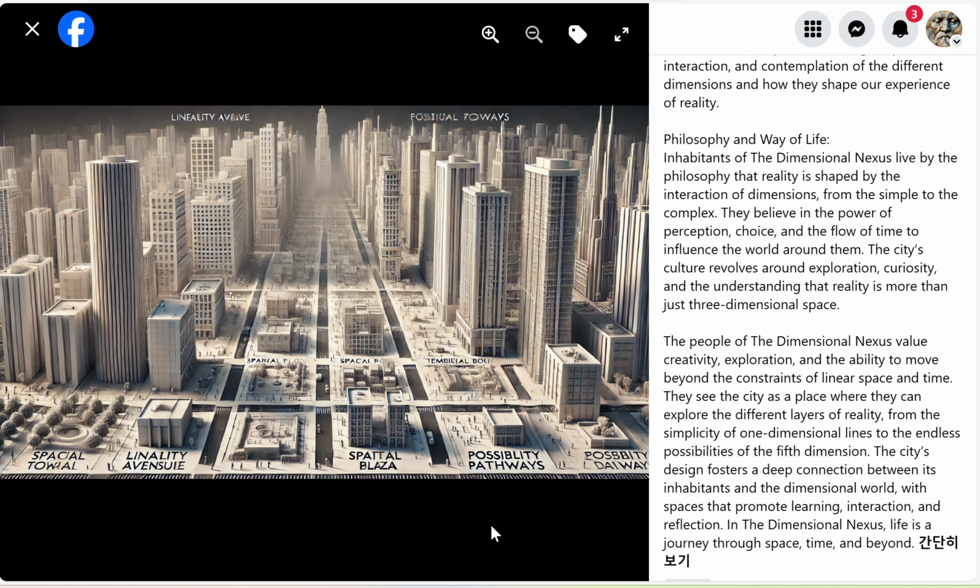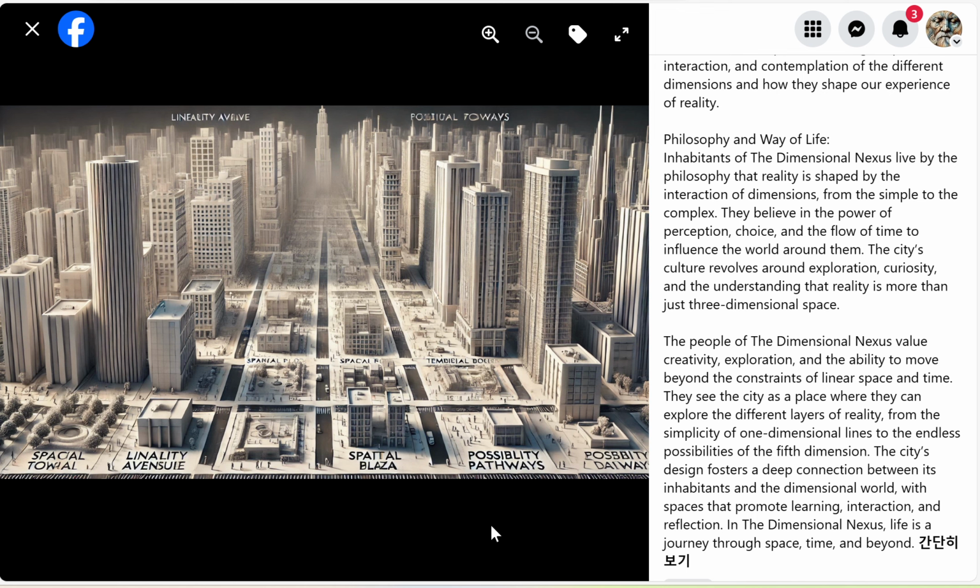The city's design encourages a way of life centered on exploration, creativity, and introspection, where the boundaries of space and time are continuously questioned and redefined. Inhabitants are explorers of both the mind and the physical world, constantly reflecting on how reality changes with each new layer of dimension they encounter.